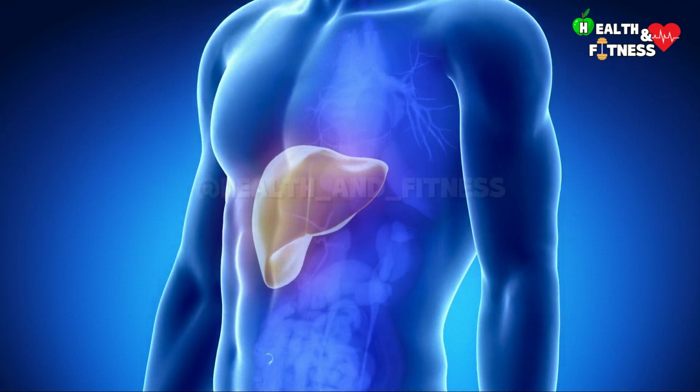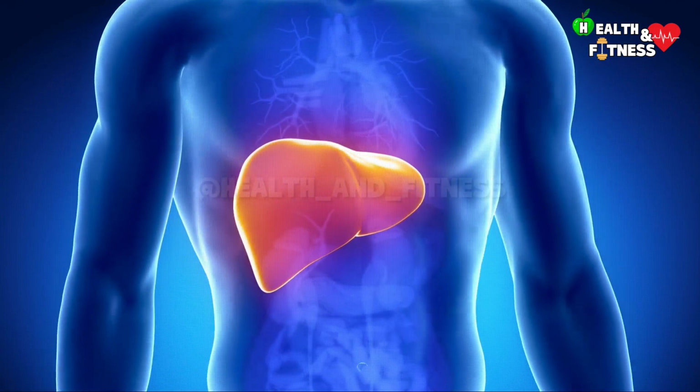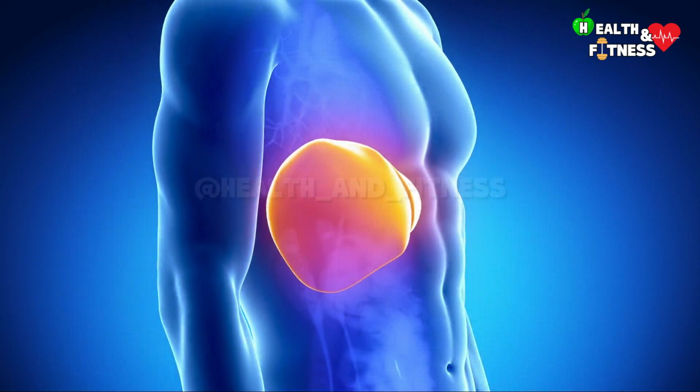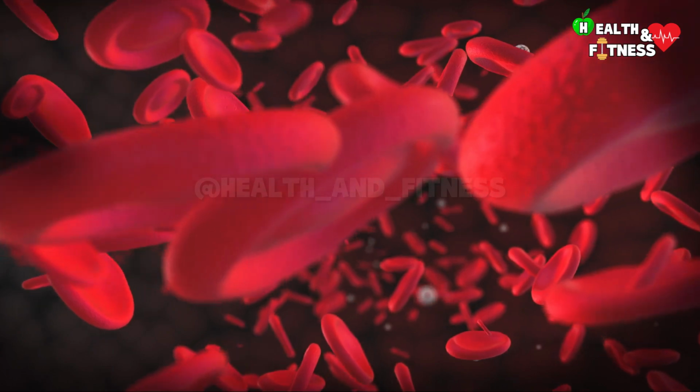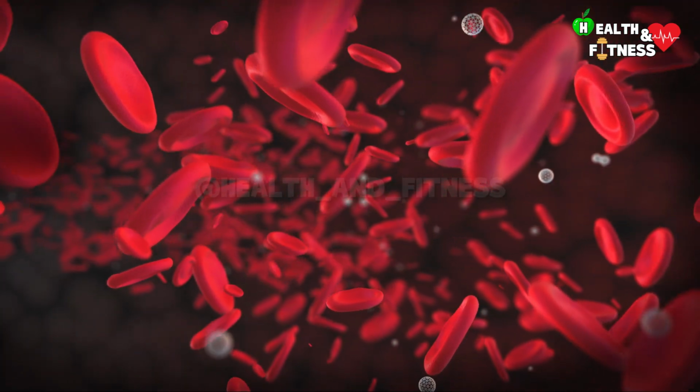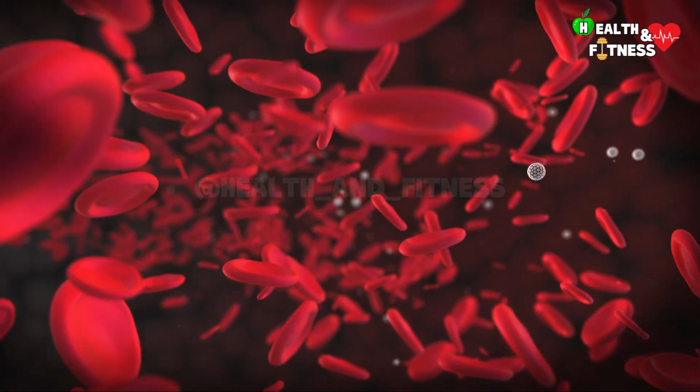The liver is the largest gland in the human body and performs more than 500 functions, including producing bile, eliminating toxic and harmful substances in the blood, and regulating the metabolism of carbohydrates, proteins, and fats.